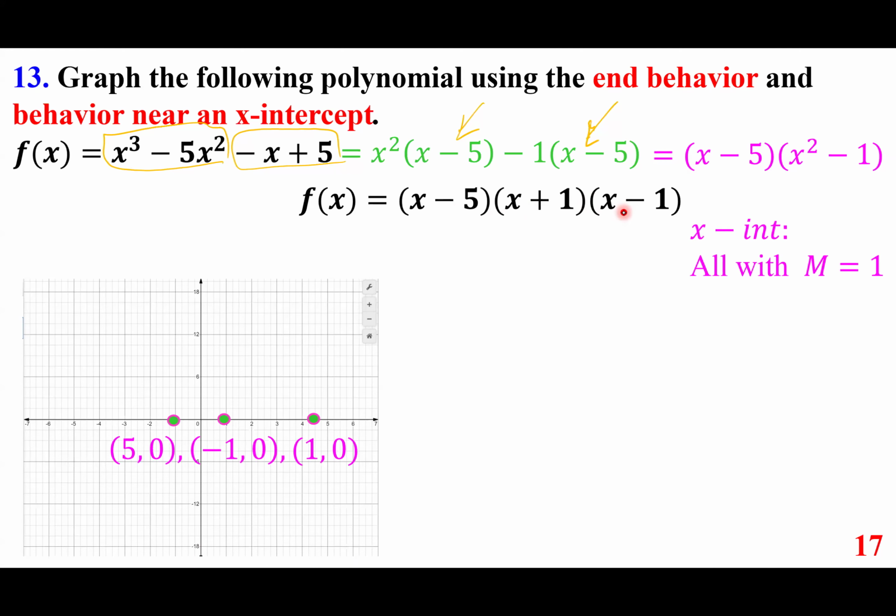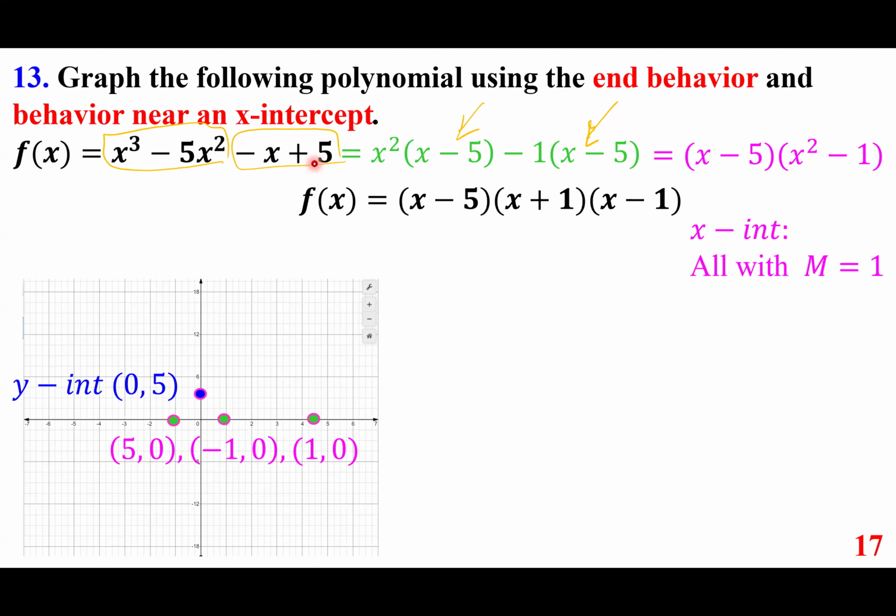Now, what about the y-intercept? It's easier to go to this one. Y-intercept, that means x is 0. Everything is 0 except this one. So 0, 5. Okay, so we have all the intercepts.